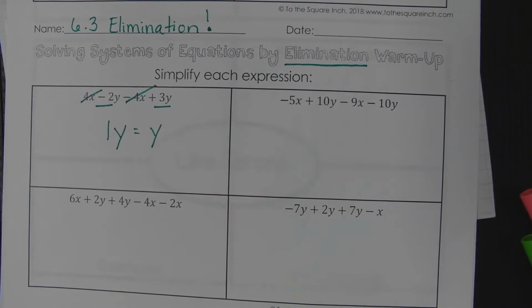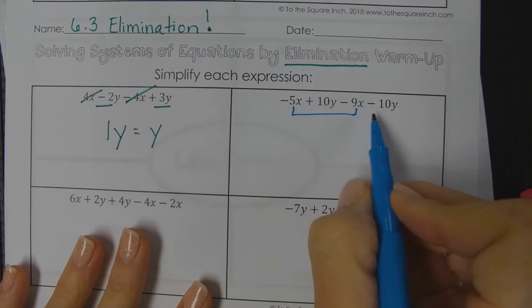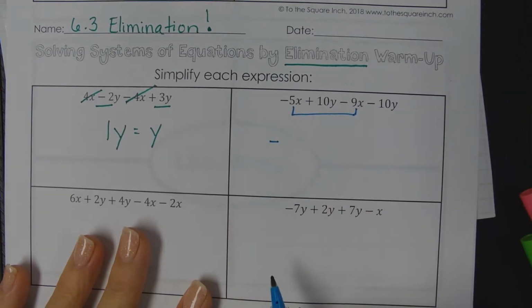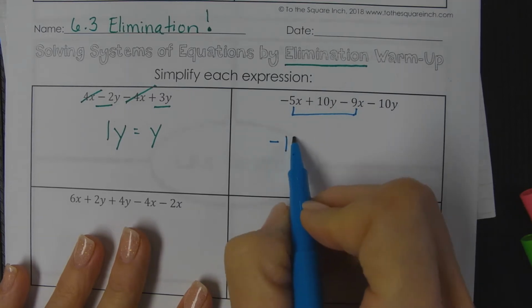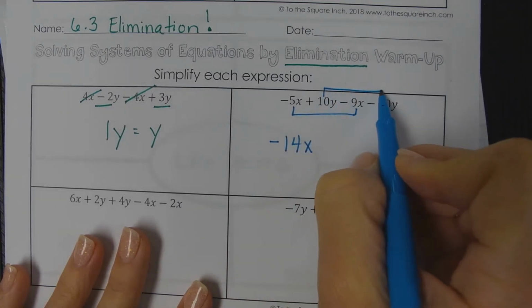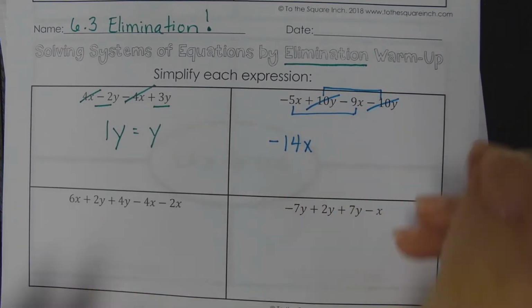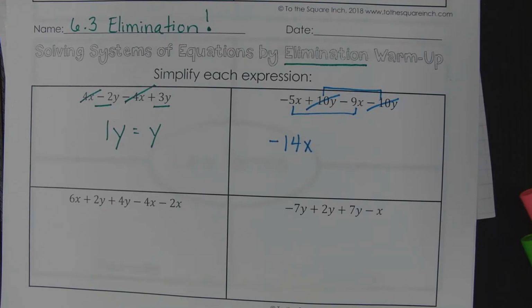All right, going to the right. I have x's and y's. If this helps you, do this. Negative 5, negative 9 is negative 14. And y's, I have 10 and negative 10. What happens there? Cancels. Gone. Goodbye. Any questions?